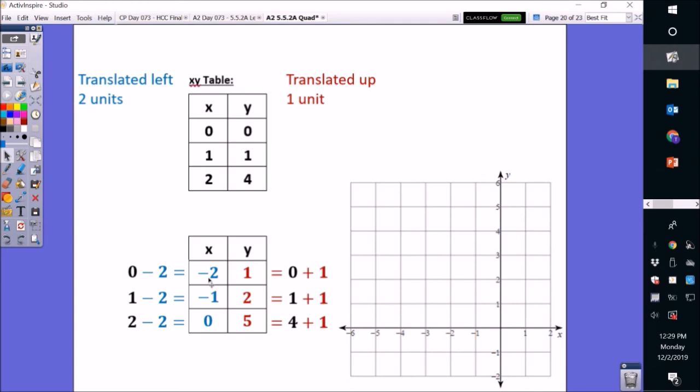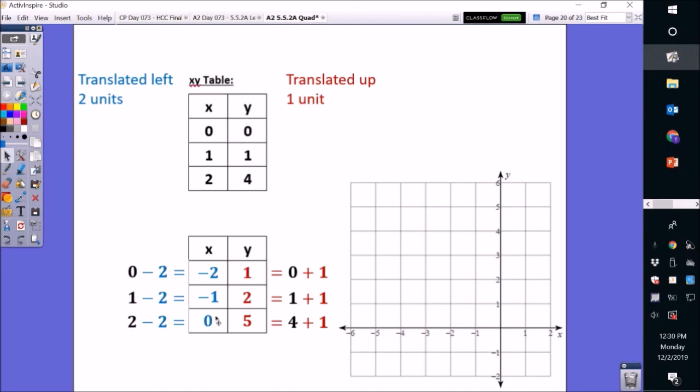Then I'm going to continue with the same process with the next x value, 1. So if I start at 1 and I move 2 units to the left, I'm going to subtract by 2. So 1 minus 2 is -1. Then my next x value, I'm going to start at 2. So right here, if I'm translating left 2 units, I'm going to subtract by 2. So 2 minus 2 is 0.